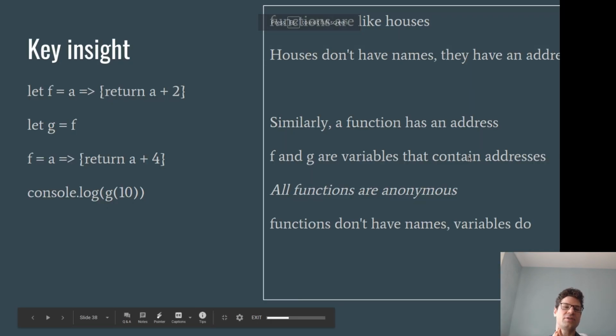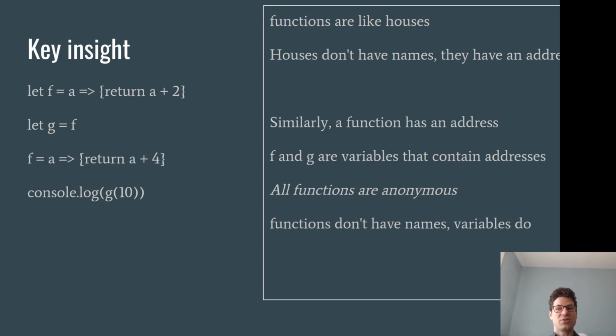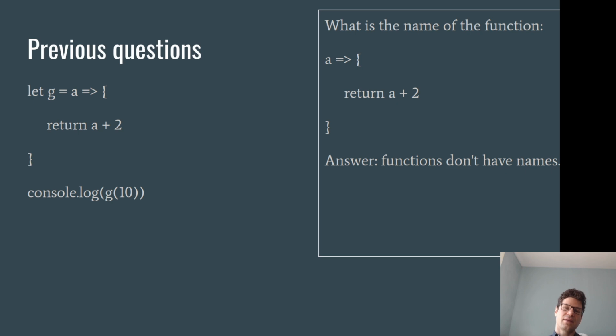So the key insight that I wanted to convey here is that functions are like houses. Houses don't have names, houses have an address. A function has an address. F and G are variables that contain that address, otherwise known as that reference. I'm trying to say that all functions are anonymous. Functions don't have names. Variables have names. In the previous slides, I asked what is the name of this function, and the answer is functions don't have names. So it doesn't have a name.